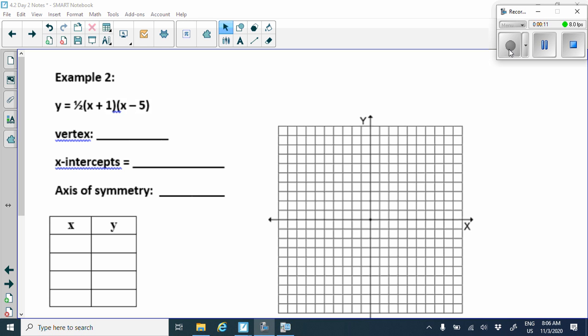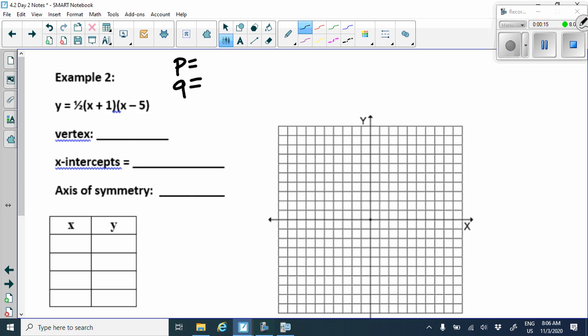The first thing we're going to do is identify our p and q values. Remember, for p and q, we do the opposite of what we see. So let's look at what's inside the parentheses. We have x plus 1, so the opposite would be -1. Then we have x minus 5. That is going to be the opposite, so we're going to do plus 5. Notice our a value, I'm going to put that here too, is 1/2.